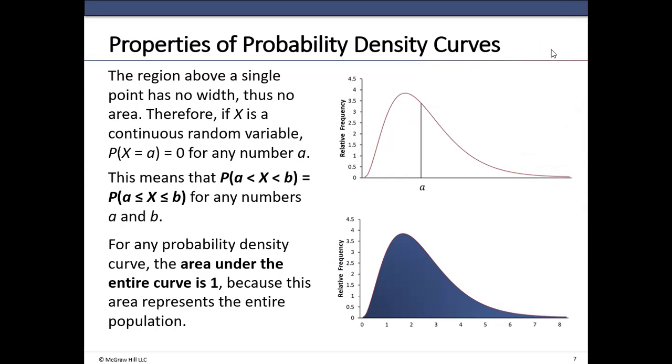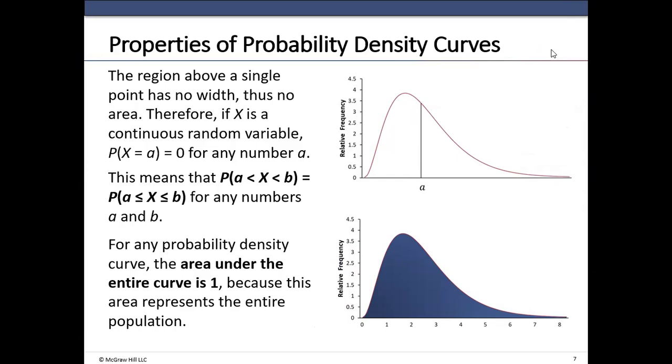Therefore, if x is a continuous random variable, the probability at x equal to a is 0. Why? Because there is no width at a. So if you're trying to find the area of the rectangle at a, because it has no width, although it has a height, the area is 0.